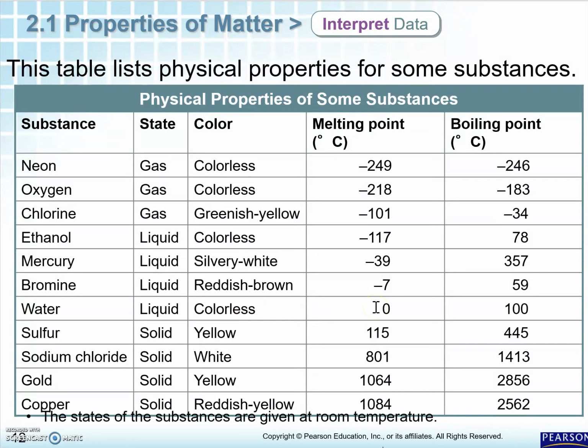The melting point, meaning when does it go from, say, snow to liquid water, is 0 degrees Celsius, so another important point of this table. And when does it boil, for when you're making pasta? It boils at 100 degrees Celsius, also known as 212 degrees Fahrenheit. You can take a look at the other physical properties of some of the other substances given.